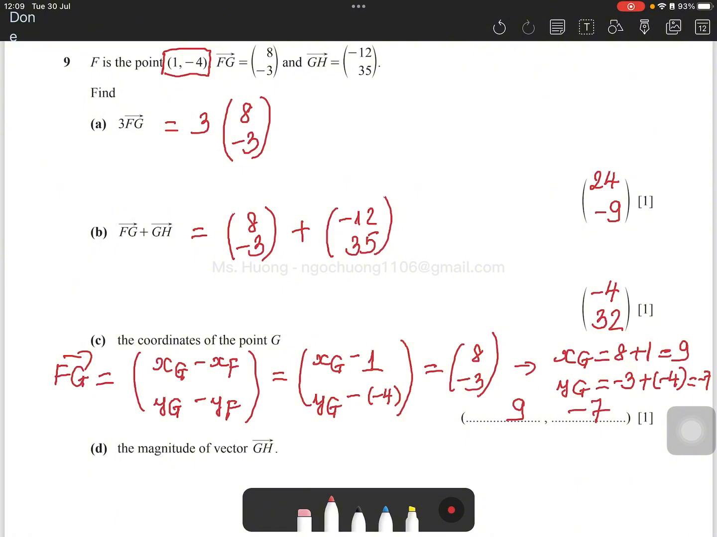D. Find the magnitude of the vector GH. To find the magnitude of GH, we find the square root of -12 squared plus 35 squared. Then the answer is 37.